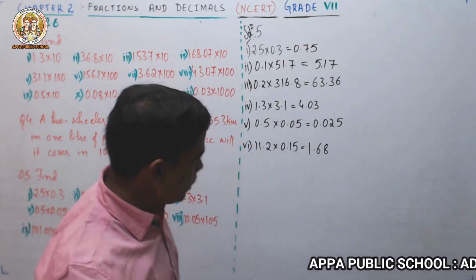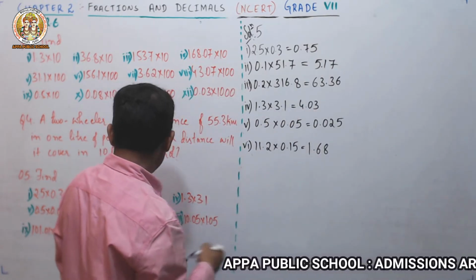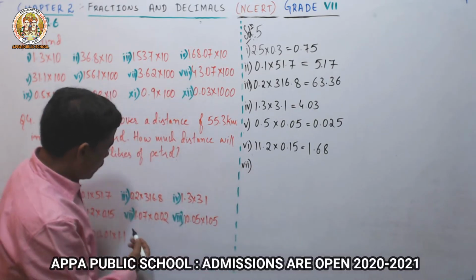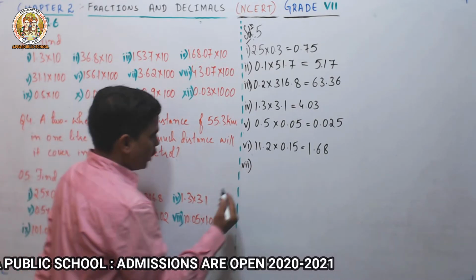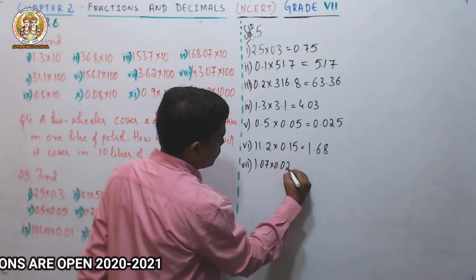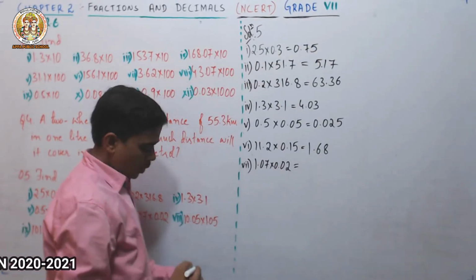What is the next question? The question is the 7th one: 1.07 into 0.02. Right? So you can multiply here only.